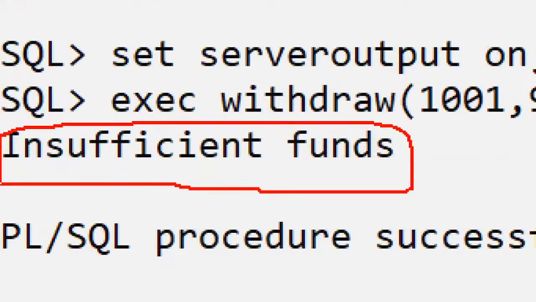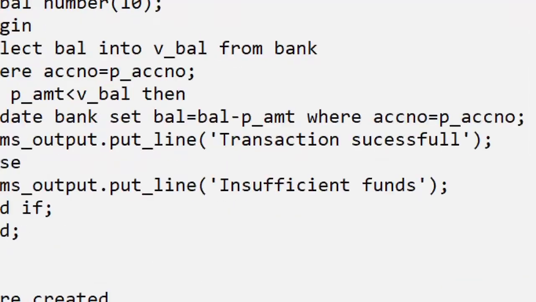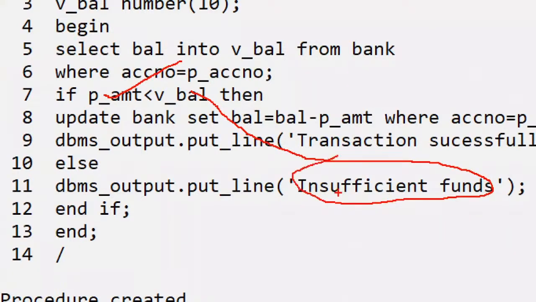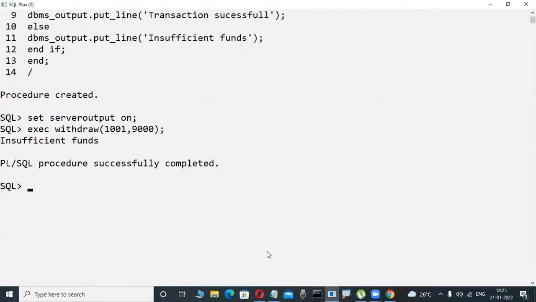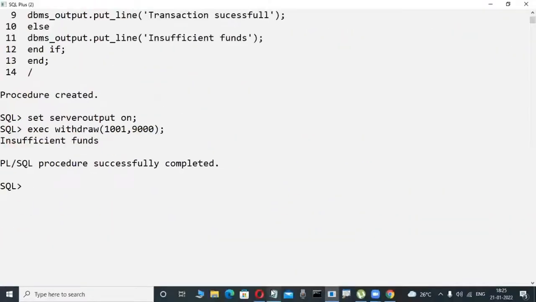How is it possible? This coding is executed, whatever I'm writing is executed. Your amount is more than the available balance. That's why insufficient funds. It will display the message, yes. Now, suppose, for example, logically observe here. Insufficient funds is the message, and it will be displayed. Yes. Now suppose, check it out.